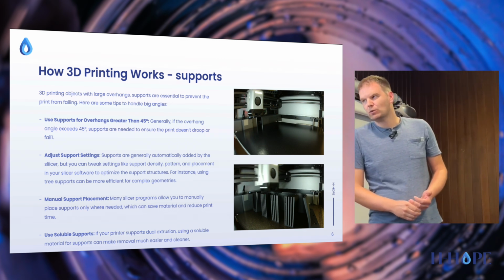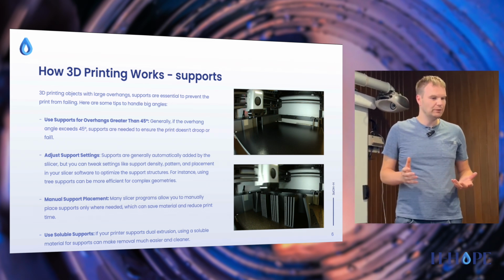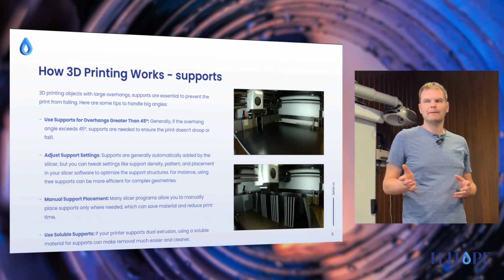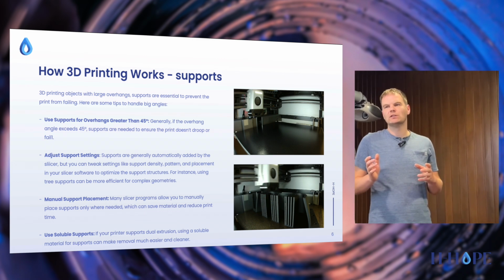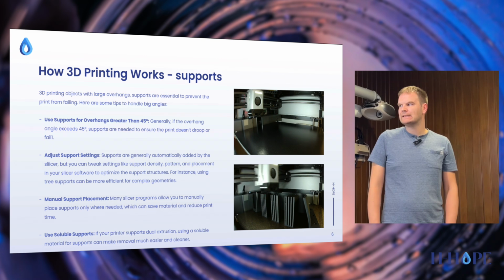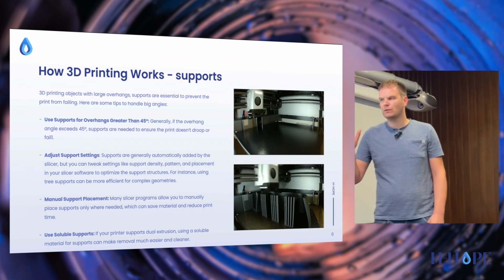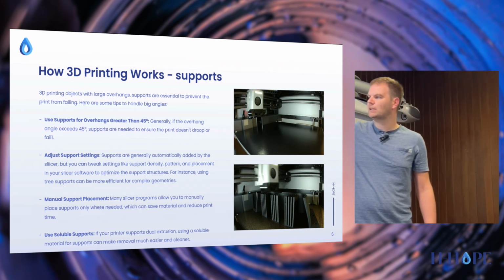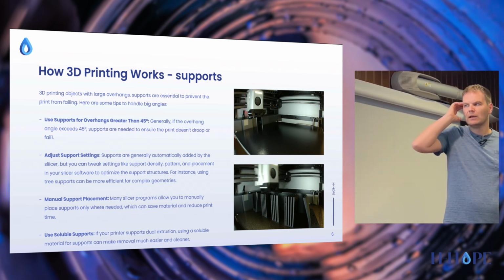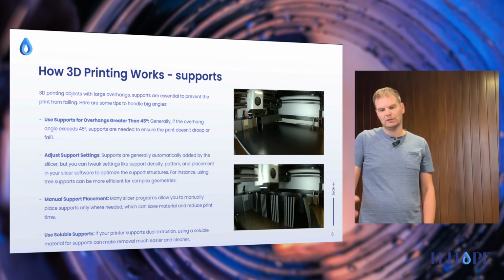It's also possible to use soluble supports. If you have a more advanced printer with a dual extrusion head, you can also use supports that are soluble in water. That has one big benefit. After you finish printing, you can put this object into the water, and the support material can be removed by itself by the water.